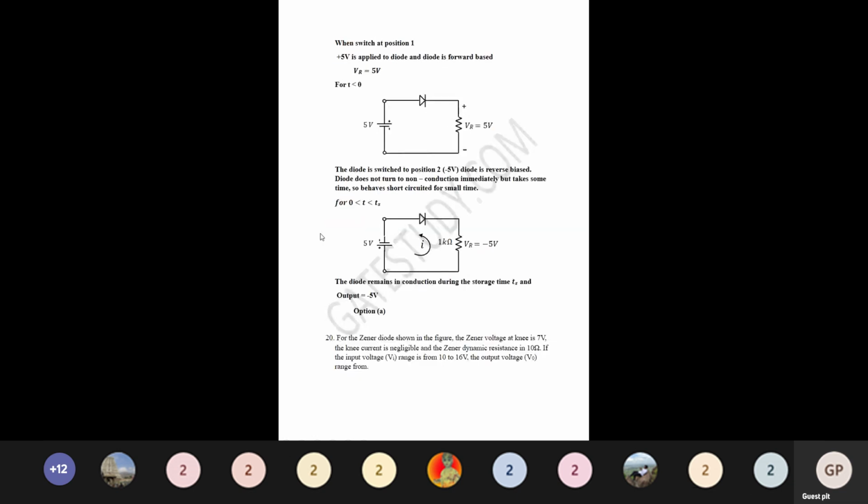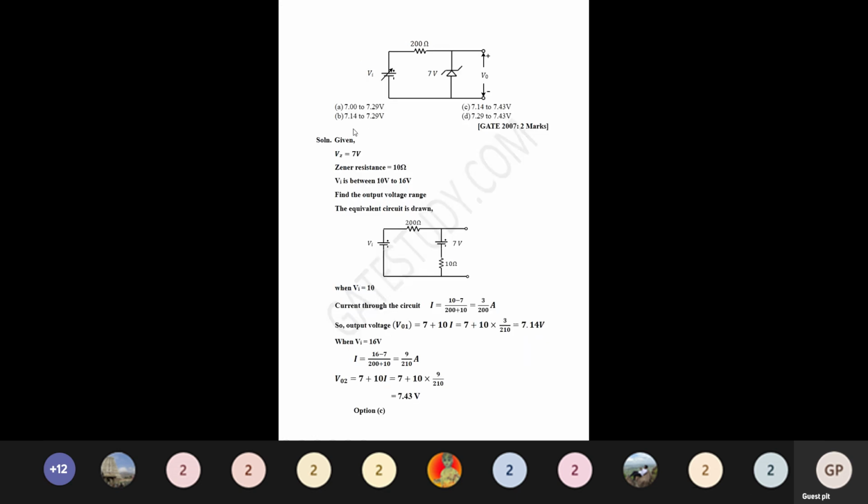For the Zener diode shown in the figure, the Zener voltage at knee is 7 volts, the knee current is negligible and the Zener dynamic resistance is 10 ohm. If the input voltage is in the range from 10 to 16 volts, what will be the output voltage range? The options given are 7 to 7.29 volt, 7.14 to 7.29 volt, 7.14 to 7.43 volt, and 7.29 to 7.43 volt. The Zener voltage is 7 volt, the Zener resistance is 10 ohm, and the input voltage is switching from 10 to 16 volt. We have to find the output voltage range.